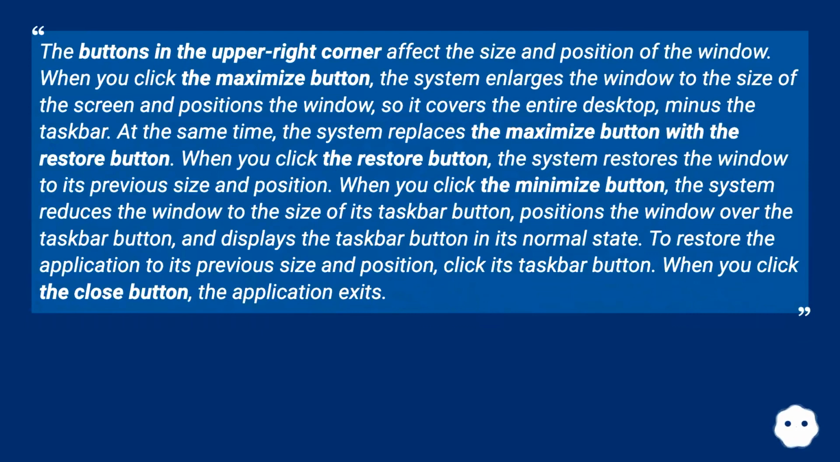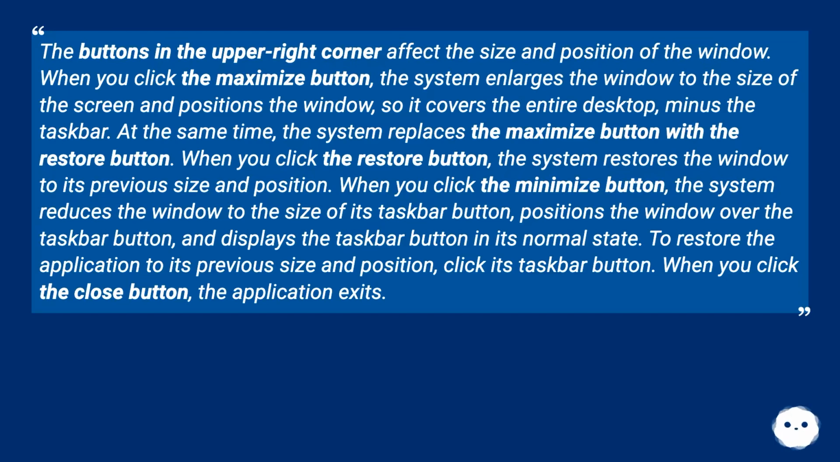When you click the Maximize button, the system enlarges the window to the size of the screen and positions the window, so it covers the entire desktop, minus the taskbar. At the same time, the system replaces the Maximize button with the Restore button. When you click the Restore button, the system restores the window to its previous size and position.